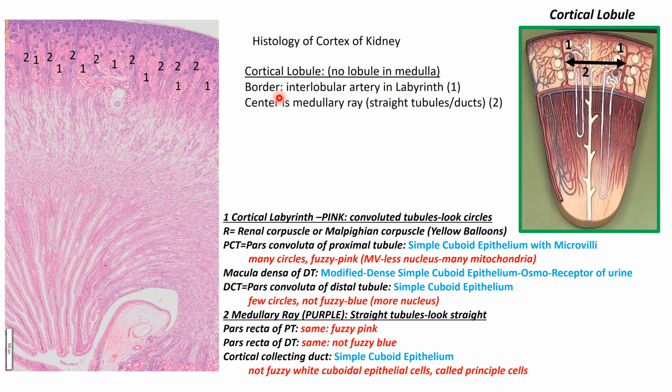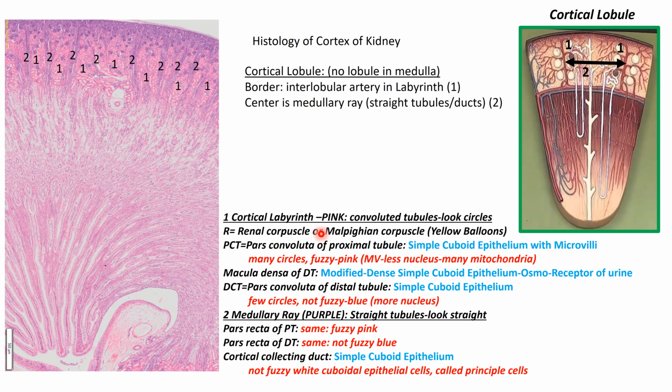The border of the cortical lobule is interlobular artery 1 and interlobular artery 2, sitting in the labyrinth. The center of the cortical lobule is called the medullary ray, where the straight tubules and ducts are located. You can see the straight tubules right here. What are the structures in these two locations?